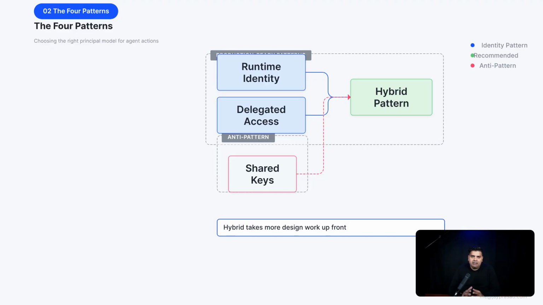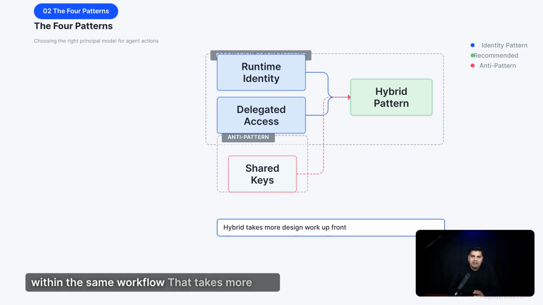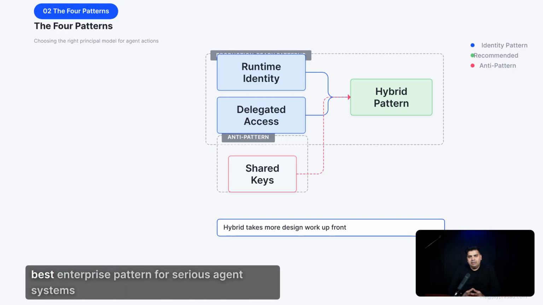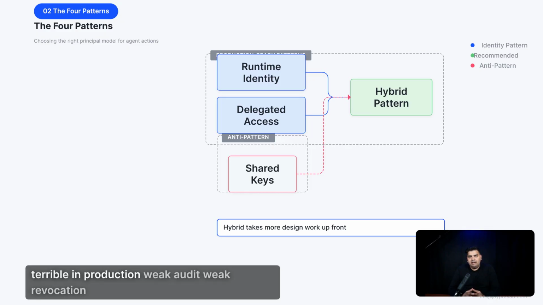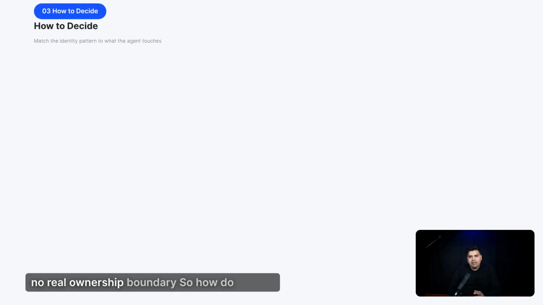The hybrid pattern combines both, keeping machine identity and user delegation cleanly separated within the same workflow. That takes more design work upfront, but it's the best enterprise pattern for serious agent systems. Then there's the 4th option, shared keys. Easy to wire up for a demo, terrible in production: weak audit, weak revocation, no real ownership boundary.